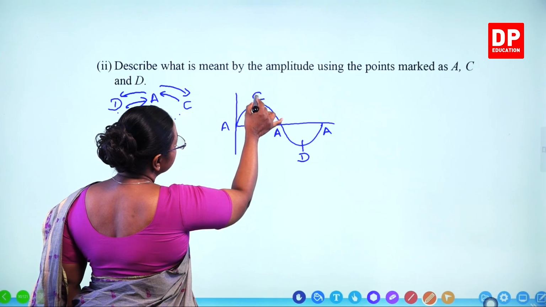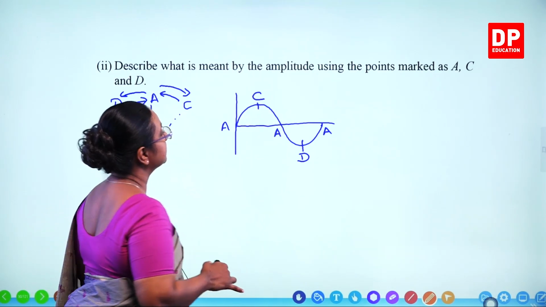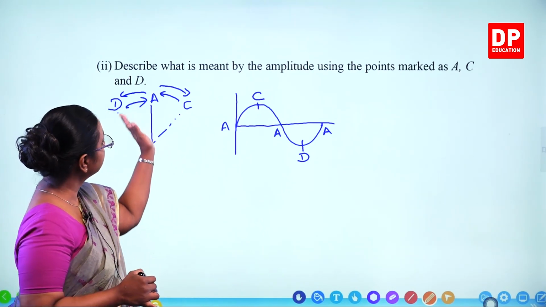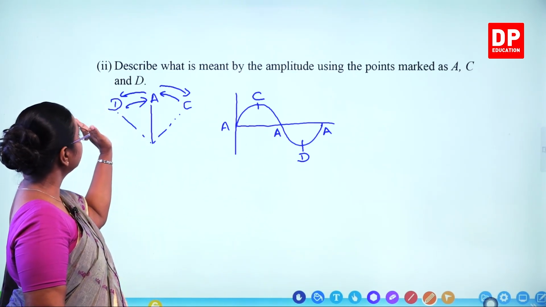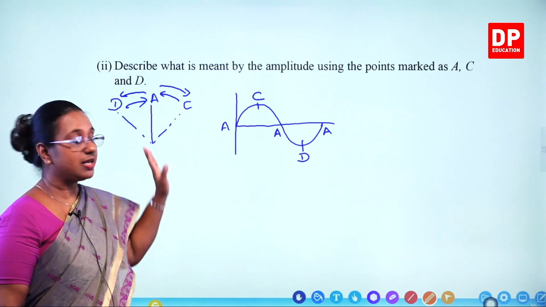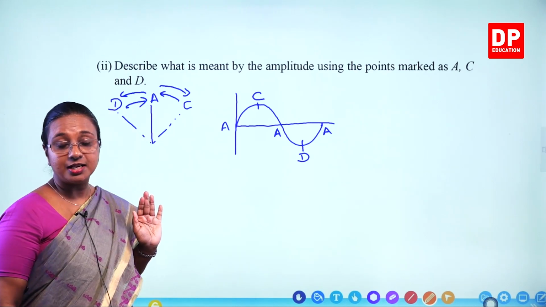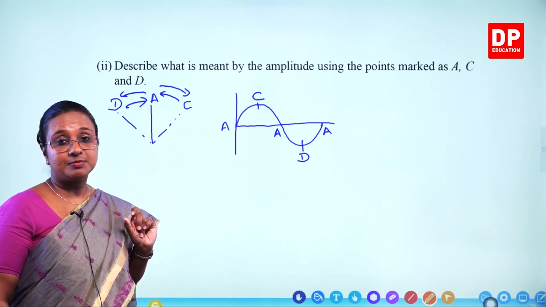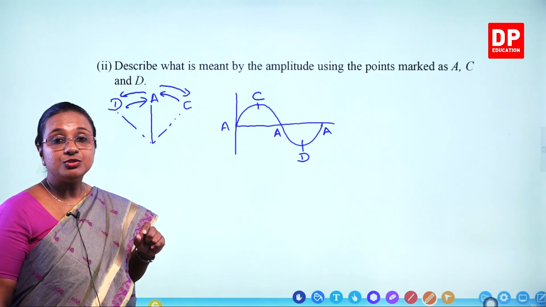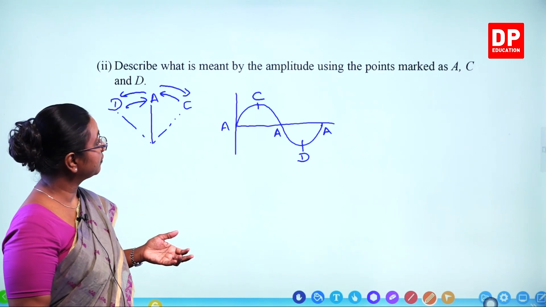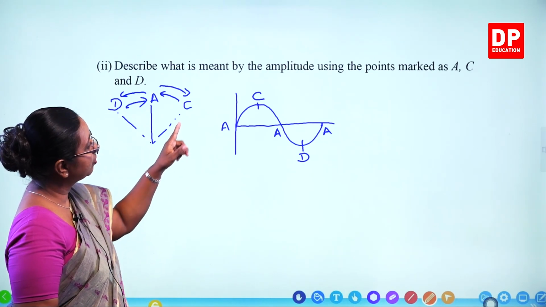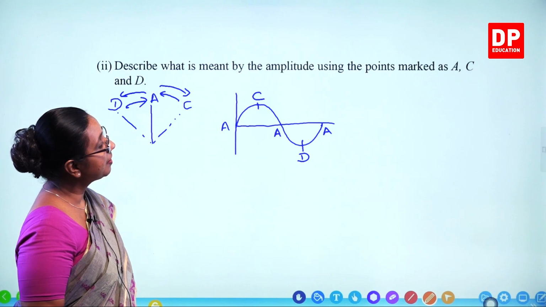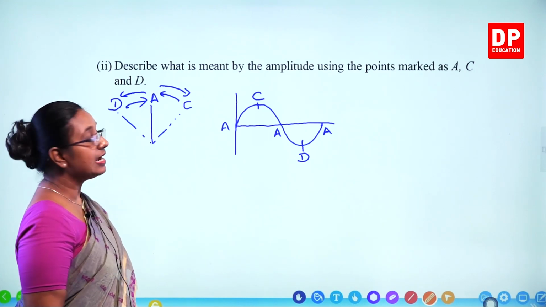So A to C, this displacement is the maximum displacement towards this side. And A to D, from here to here, is the maximum displacement towards the other side. So those two displacements are equal to the amplitude of the wave. So describe what is meant by the amplitude using the points marked as A, C and D.